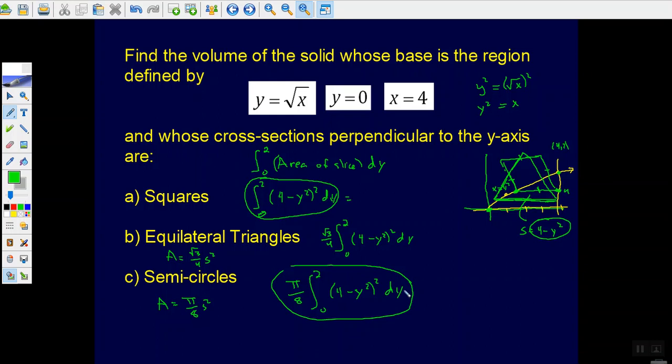Again, if you want the answers to the second two, once you have the answer to A, the integral used in B and C is identical other than the coefficient. So if I took the answer to A and multiplied by radical 3 over 4, it will give me the answer to problem B. And if I want the volume of C, I could take the answer I got from the square cross sections. It's the exact same integral, and just multiply it instead by pi over 8.